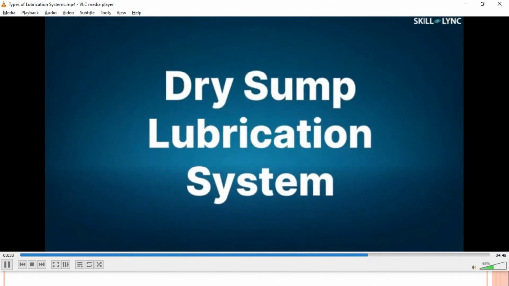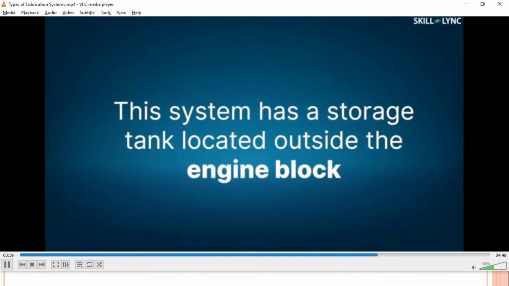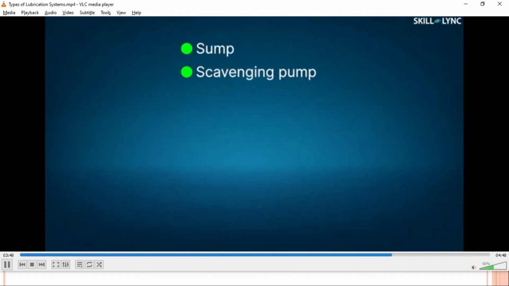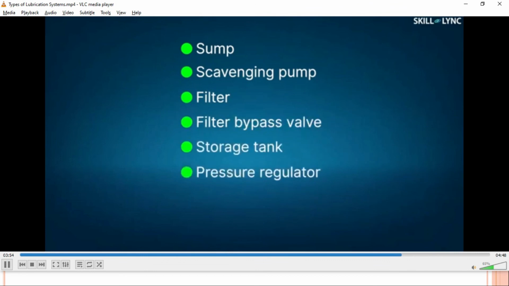Now let's move on to the last type in the main classification, which is the dry sump lubrication system. This system has a storage tank located outside the engine block. Here, the oil returns to the tank by means of a pump and not by gravity. It consists of a sump, a scavenging pump, a filter bypass valve, a storage tank, a pressure regulator, an oil cooler, and an oil pump.